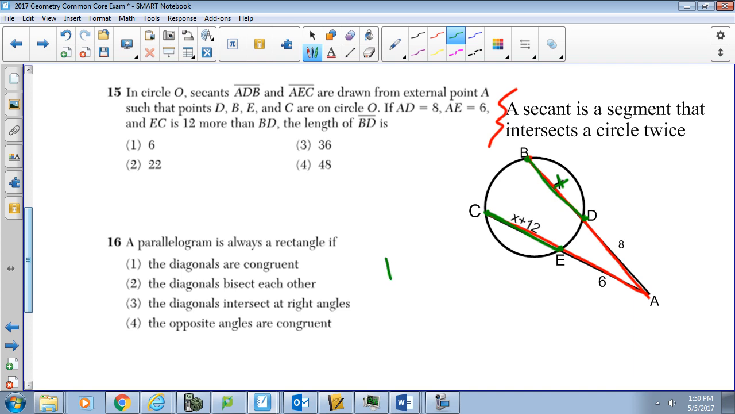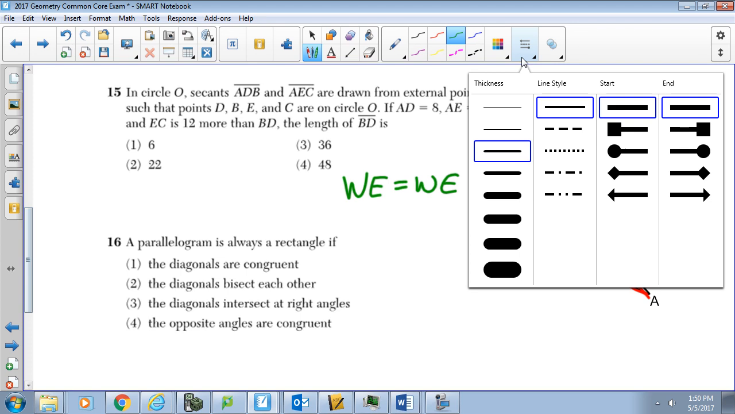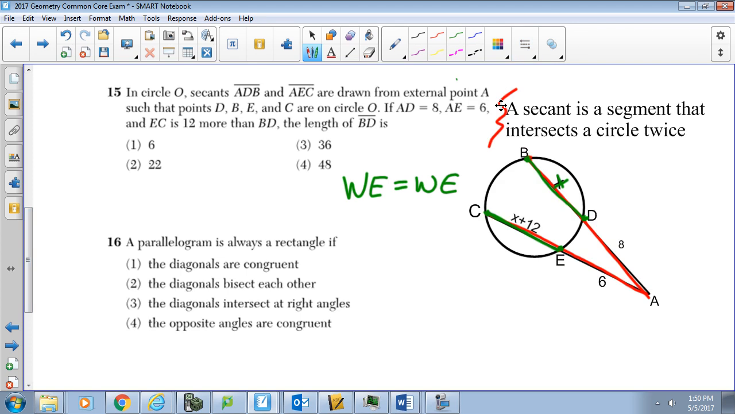Now, there is a formula, and it's the wee-wee formula. We call it the wee-wee formula, and I'll tell you what it means. I'm going to write down what this means. It means the whole times the external equals the whole times the external. When you have two secants coming from an exterior point, this is a formula we can use.